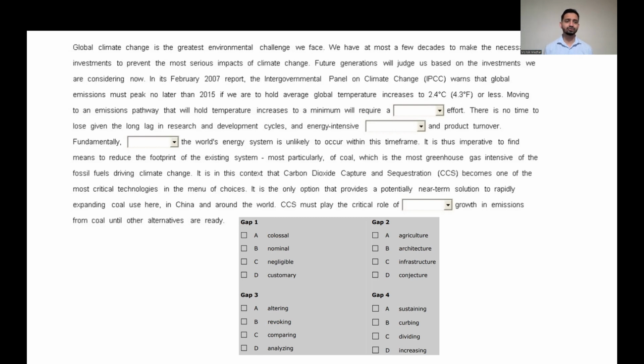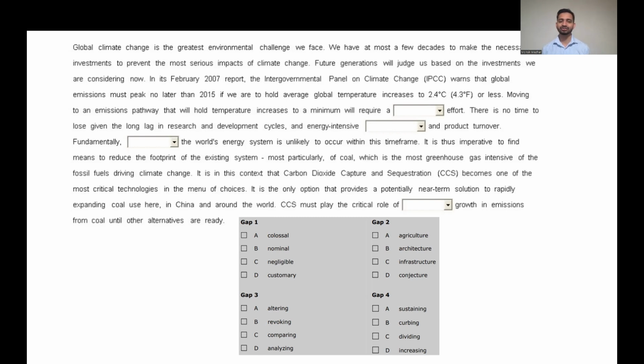There is no time to lose given the long lag in research and development cycles and energy-intensive agriculture, architecture, infrastructure, conjecture. Infrastructure, isn't it? Energy, incentive, infrastructure, and product turnover.